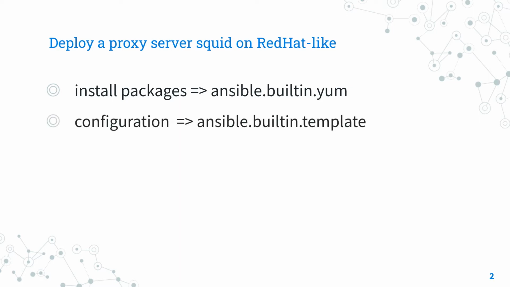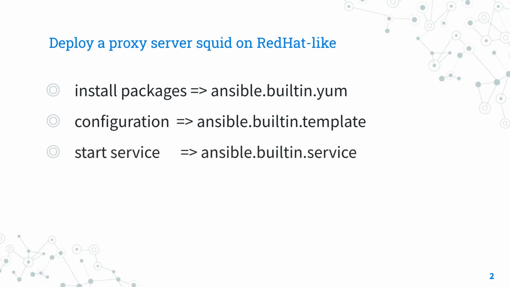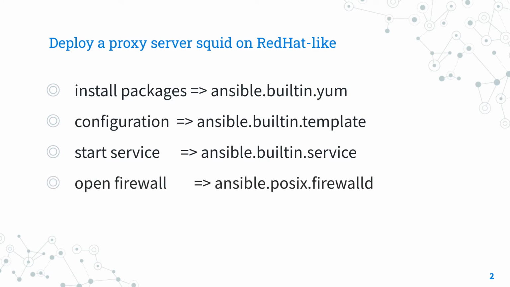Secondly, you need to create a custom configuration under /etc with the Ansible built-in template module. Thirdly, you need to start the Squid service, enable it on boot, and all the dependencies, using the ansible.builtin.service Ansible module. And fourthly, you need to open the relevant firewall service-related ports using the ansible.posix.firewalld Ansible module.